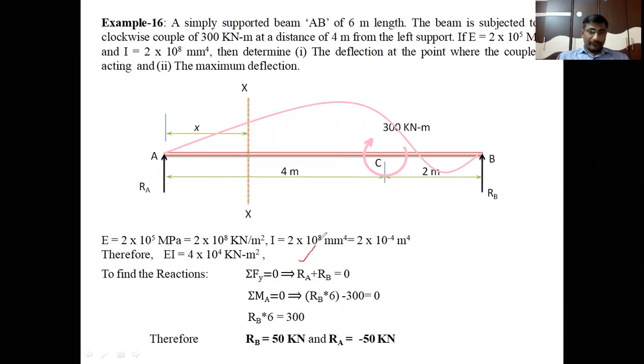When RB is 50, what is the value of RA? If RB is 50, the summation of these two must be 0. So when RB is 50, RA must be minus 50. So RA is minus 50.